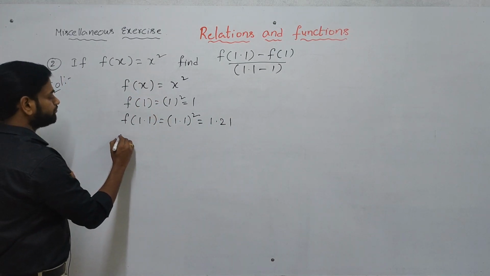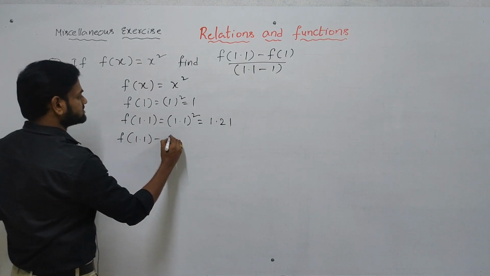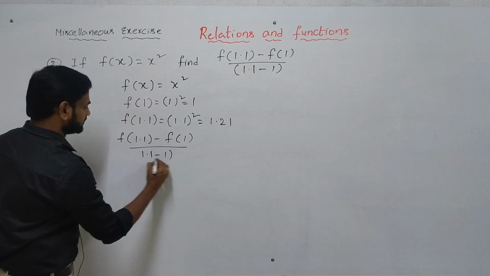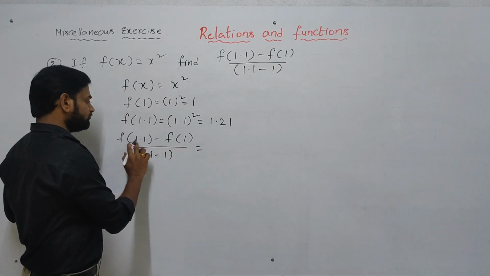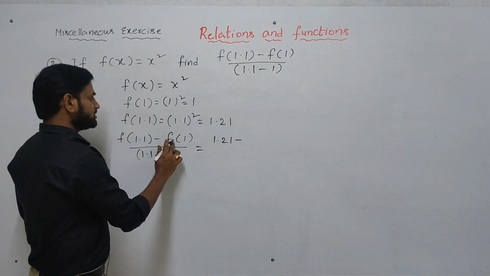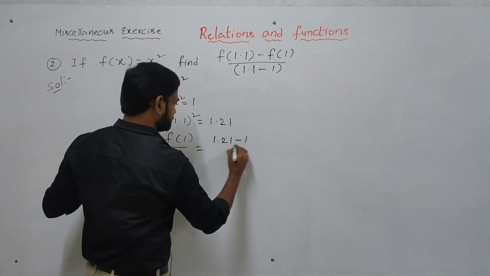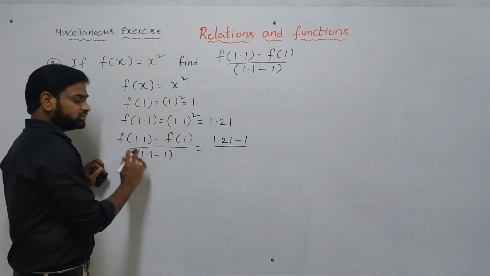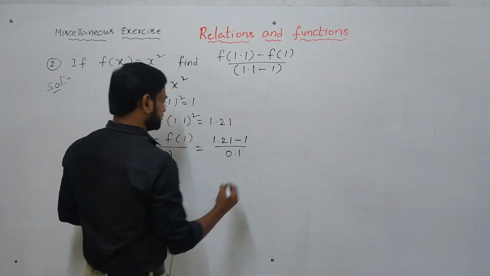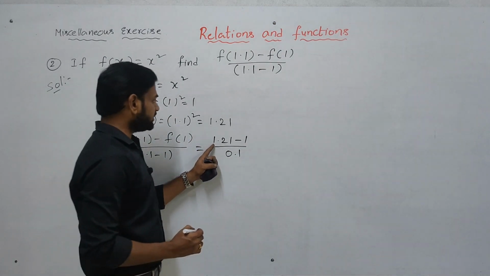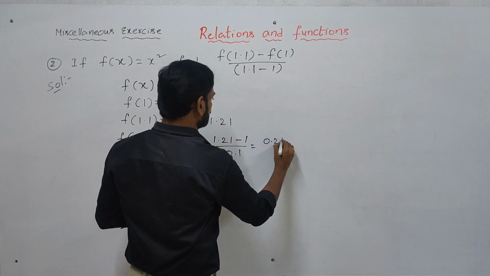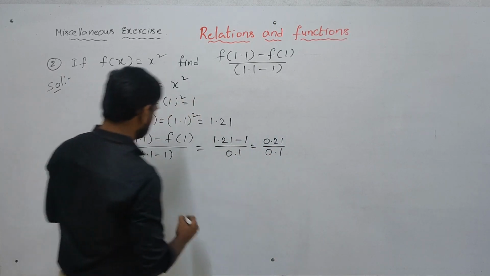Now come to the problem. f of 1.1 minus f of 1, by 1.1 minus 1. So f of 1.1 value is 1.21, minus f of 1 value is 1, by 1.1 minus 1, that is 0.1. So 1.21 minus 1, that is 0.21 by 0.1.